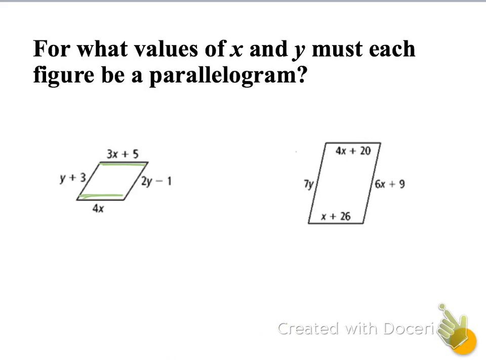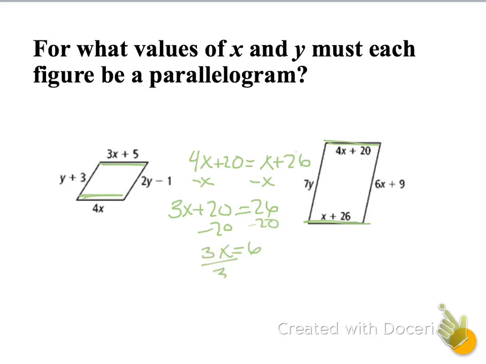Okay, so we're going to do opposite sides again. I'm going to pick these two sides and set them equal to each other because right now they only contain the variable x, so it should be pretty easy to solve. So 4x plus 20 is equal to x plus 26. Let's subtract x. So we have 3x plus 20 equals 26. Subtract 20. 3x equals 6. Divide by 3. So now we have x equals 2.